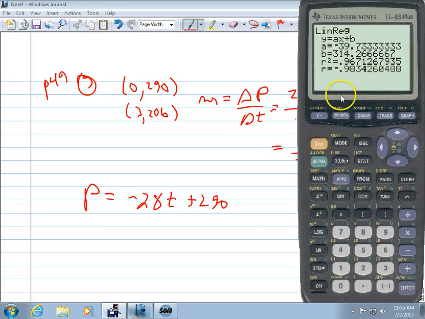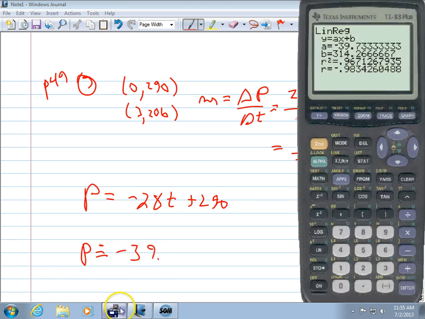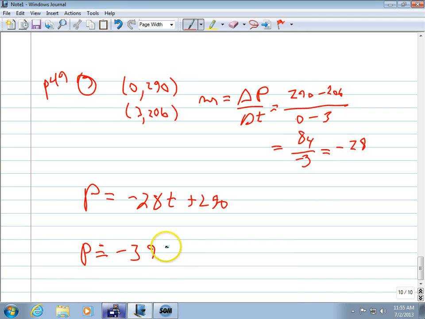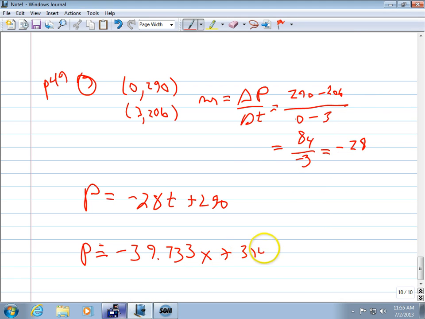So the calculator gives me a different answer. It gives me this. P equals negative 39.733. P equals, now it's approximate, so I'm rounding off, right? So put a little dot there. Negative, dang it, I lost it already. 39.733, okay. 733, that's the slope, so mx, all right, plus the b, and the b was 314.267. 314.267. All right.